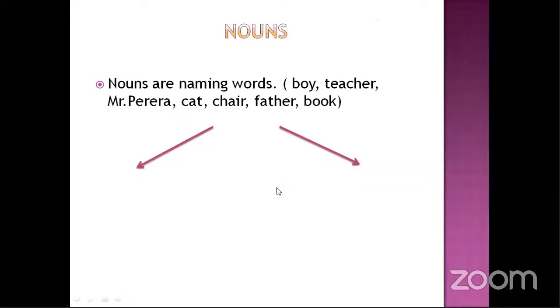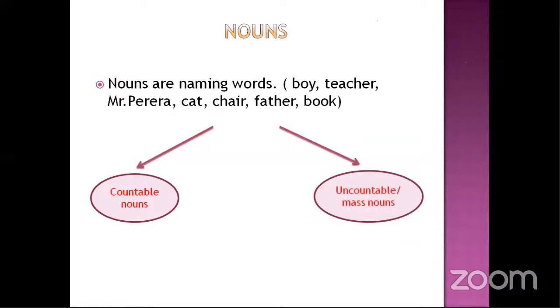Here I have given some example nouns: boy, teacher, Mr. Pereira, cat, chair, father, book. You are very familiar with these words. When we talk about nouns, we can divide them into two parts: countable nouns and uncountable nouns. What do you mean by countable nouns? Countable, count: 1, 2, 3, 4, like this. I am counting. Countable means we can count one by one.